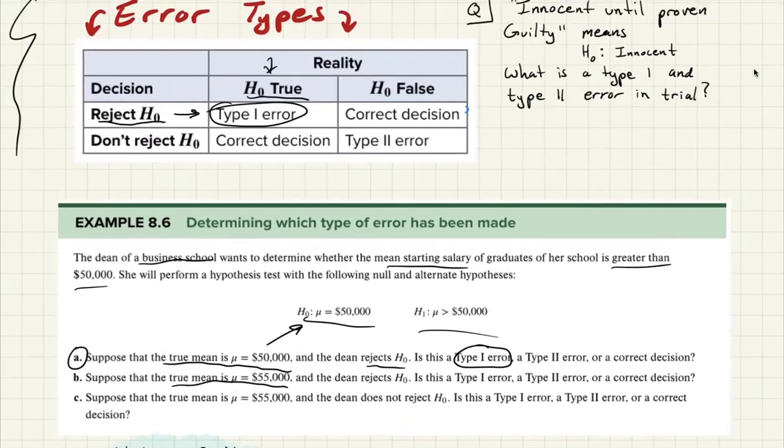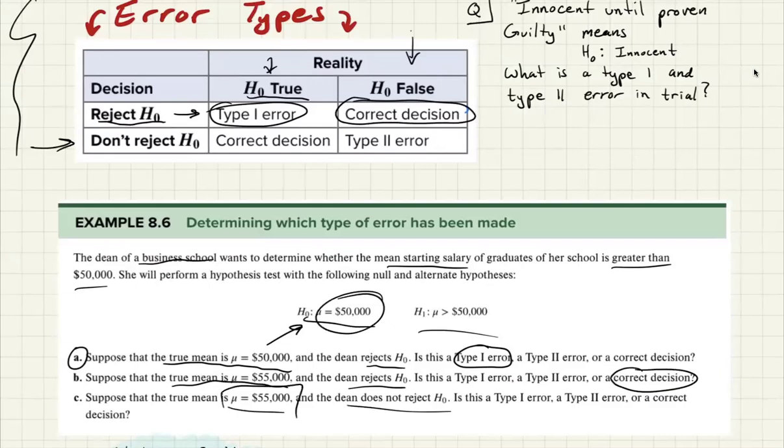Now, if the true mean was 55,000, that means H naught is false. And if the dean rejects H naught, that's the correct decision. Okay, that's making a correct decision. It was false, we reject it. Alternatively, the true mean could be 55,000, but when you poll your graduating class and ask them what their starting salaries are, only the people making less money on average tend to respond. And it looks like they're not making as much as they actually are. So you don't reject. You're thinking, no, it looks like it's 50 when you should have rejected, and that's called a type 2 error. Type 2 error.